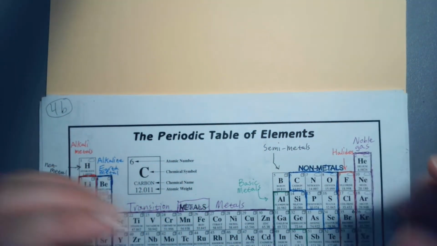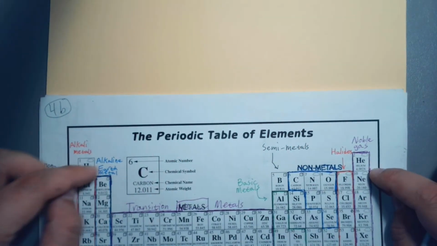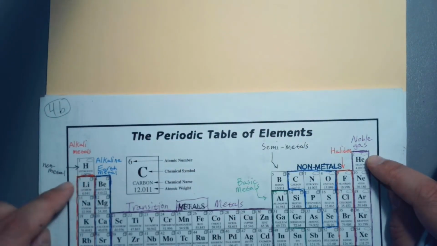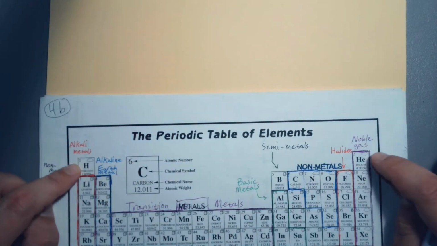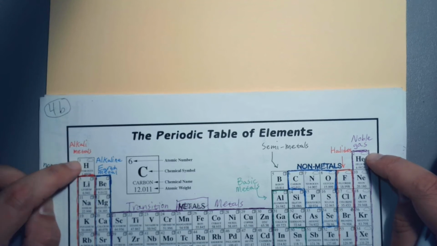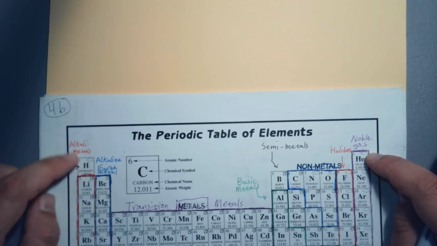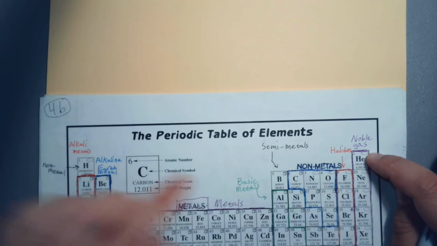And so how do we know when to open up one of these new shells? Well, it's when we go across, once we fill a row and we open up a new row, a new shell opens up. So hydrogen and helium are in the first row. They fill the first shell. So hydrogen has one electron in the first shell, helium has the second, and that's all that fits in it.